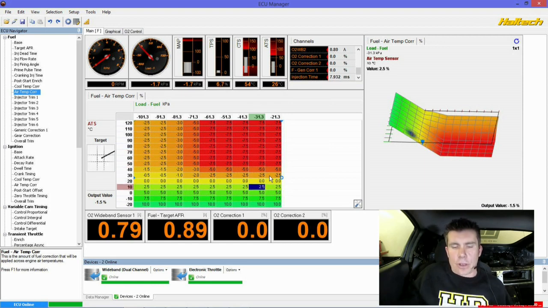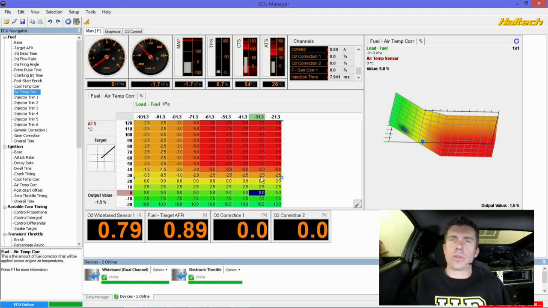On the other side of the coin, we've got where our air temperature drops, starts going colder and finally into the negatives. And you can see we've just got that same trend. We've added 2.5% as we drop every 10 degrees.